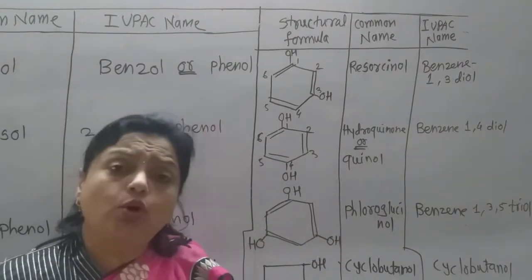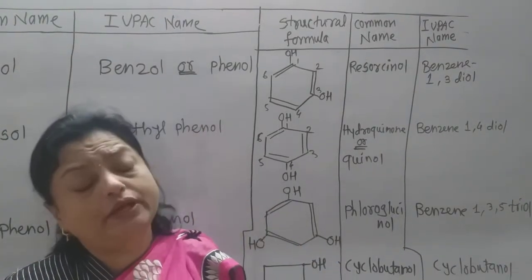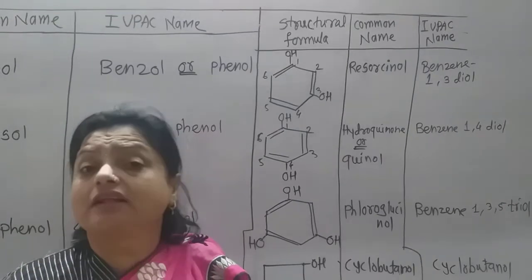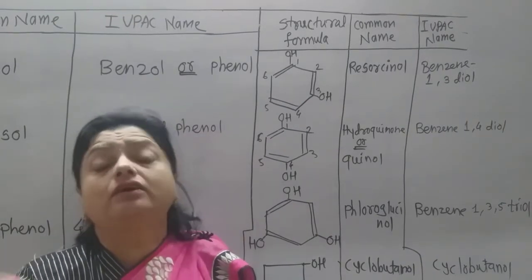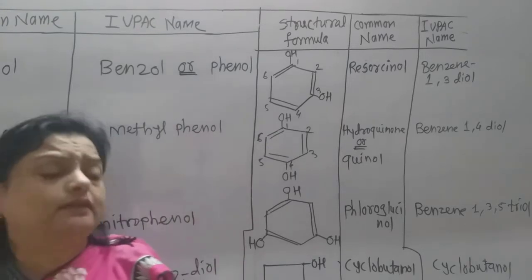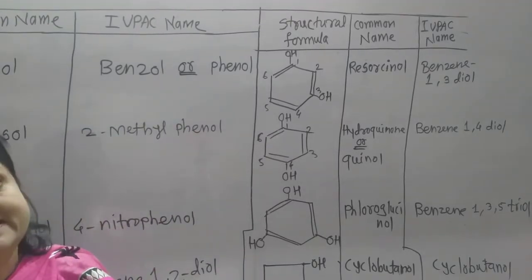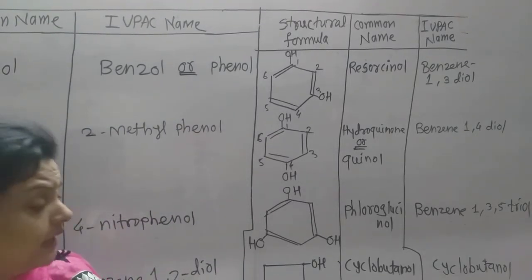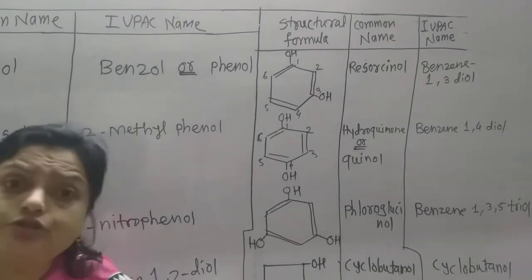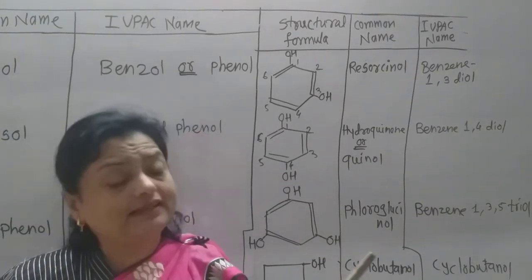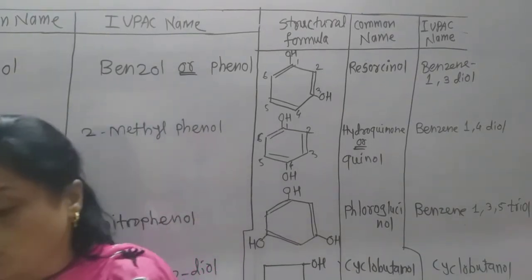There may be cyclopentanol or cyclohexanol also, but they are not the aromatic compounds. They are the cyclic saturated type of compound. So if the OH group is present in that, then they are similar to that of the alcohols.